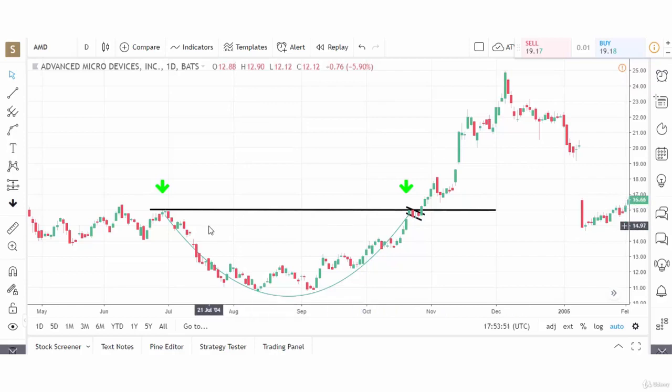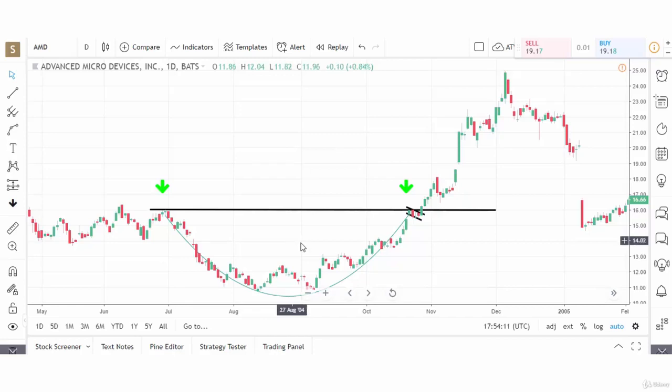If you'll remember, we talked about earlier that a support or resistance level that has been in place for a longer period of time usually gives you a bigger move than a support or resistance level that has been in place for a short period of time.